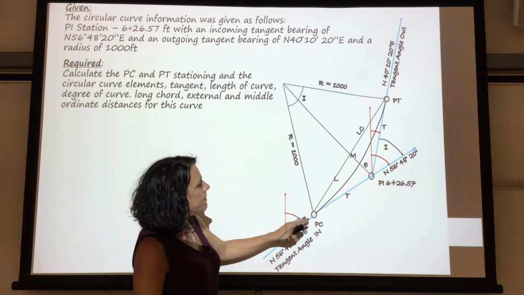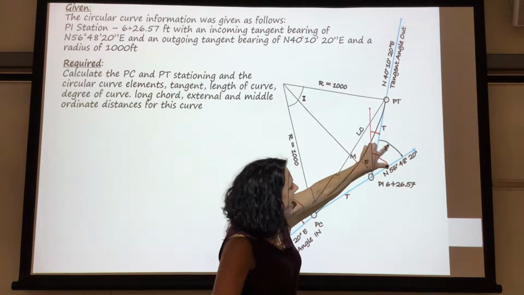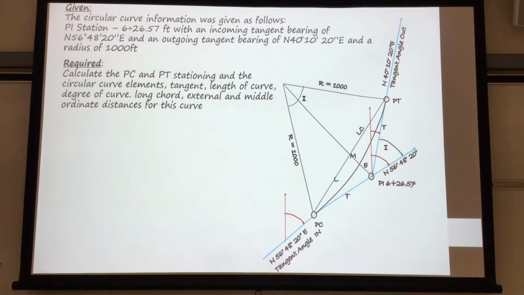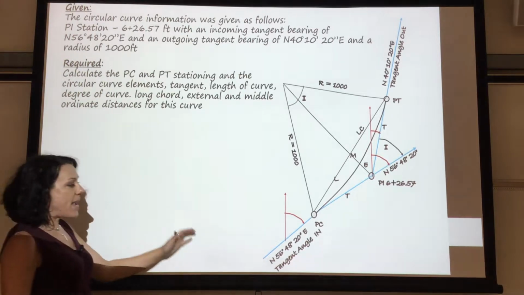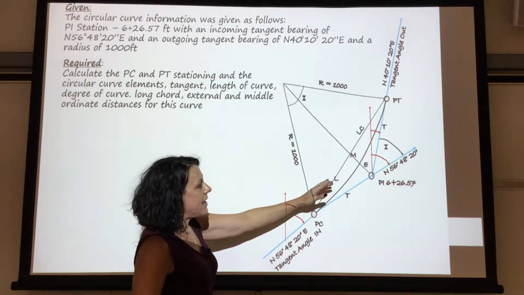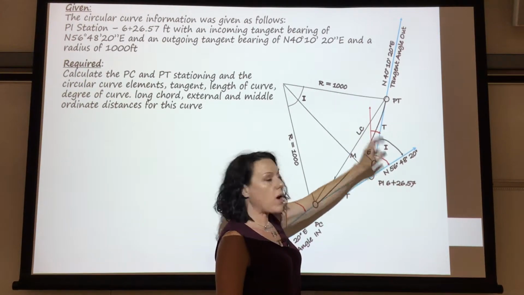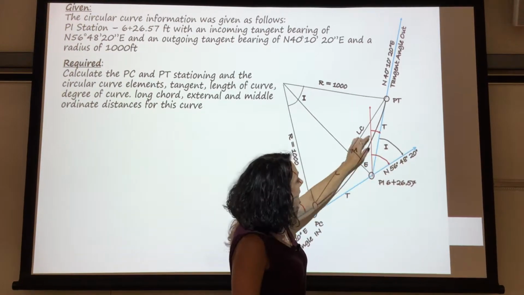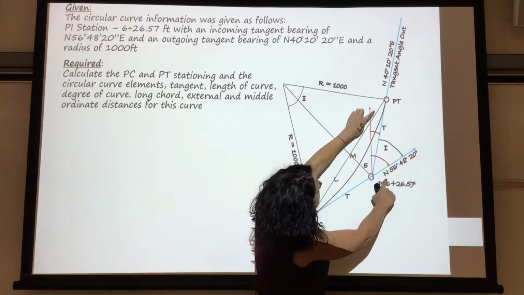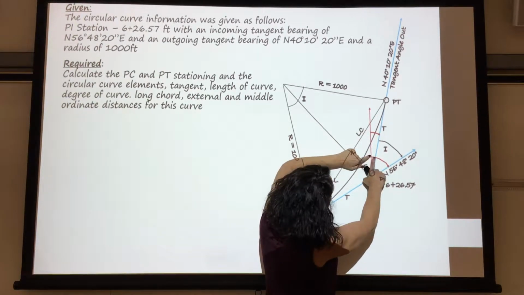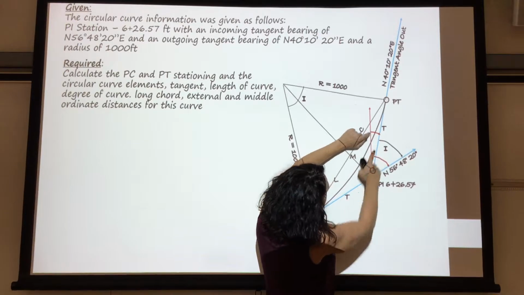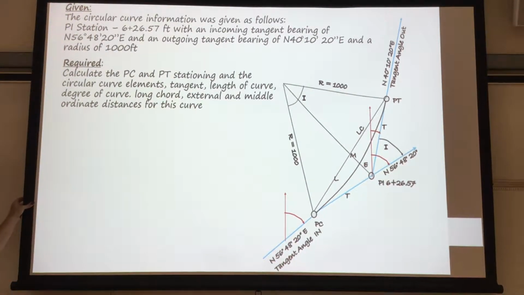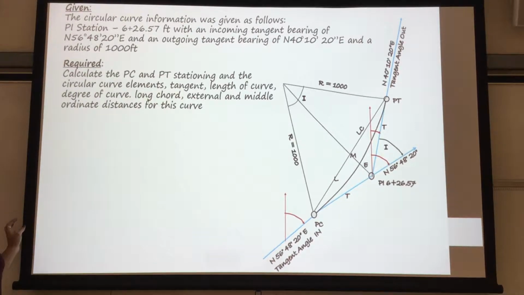Now, to be able to get this angle in between, I'm going to have to do some subtraction. Okay, so when somebody gives you two bearings, then to get this intersection angle from this blue line to this line here, I need to subtract the 56 minus the 40. Okay.